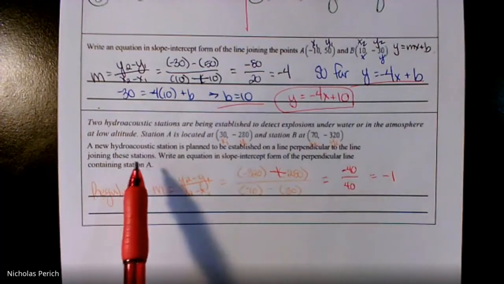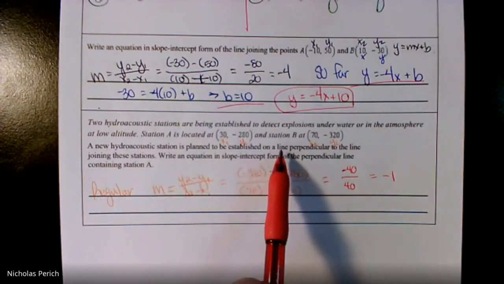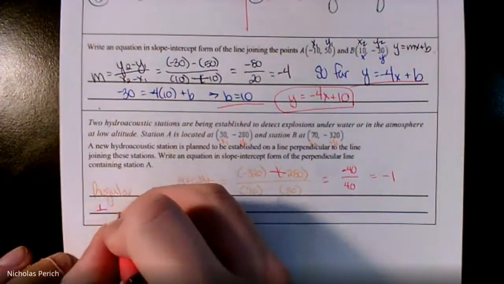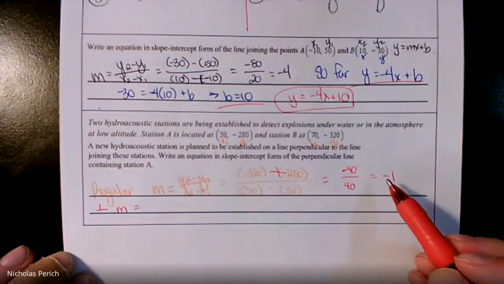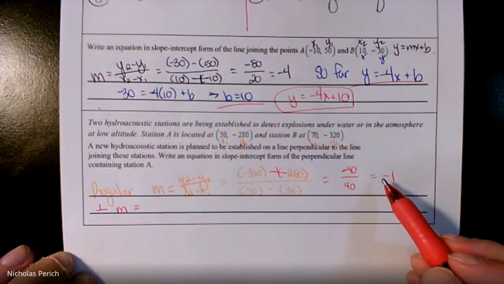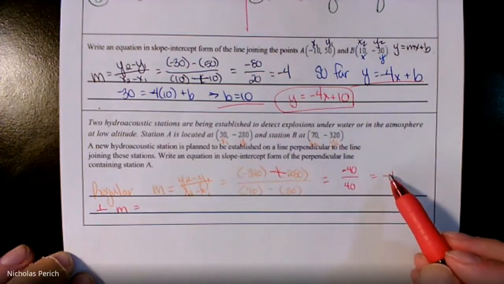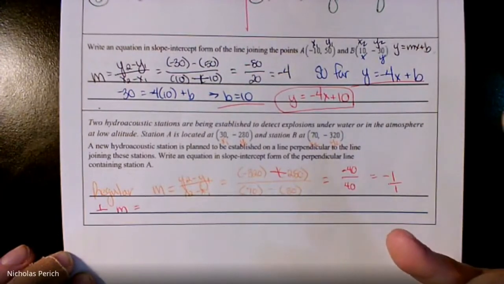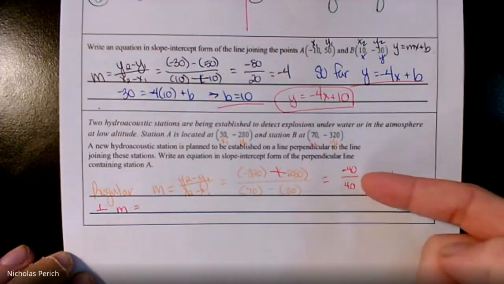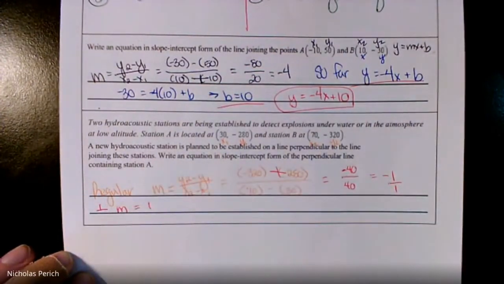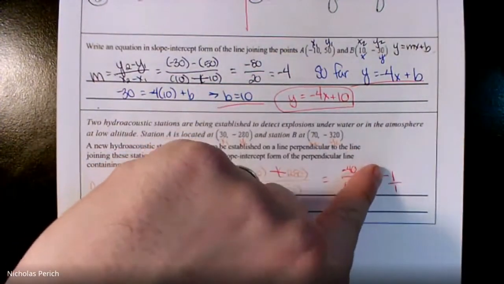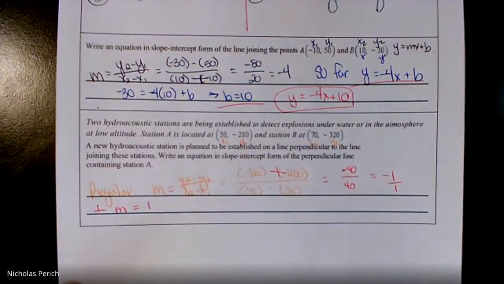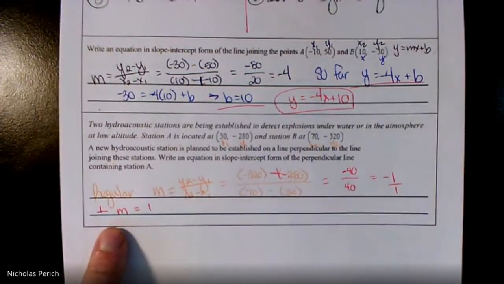A new hydroacoustic station is planned to be established on a line perpendicular to that line, so we need to find a perpendicular slope. Remember, a perpendicular slope is a negative reciprocal. So I can turn negative 1 into negative 1 over 1, flip the 1 over 1, still 1, and do the opposite sign, and my perpendicular slope is going to be 1. Again, it's a negative reciprocal: whatever this is, which is negative, make it the opposite so it's positive, and flip it. 1 over 1 becomes 1, so my perpendicular slope is regular old 1.